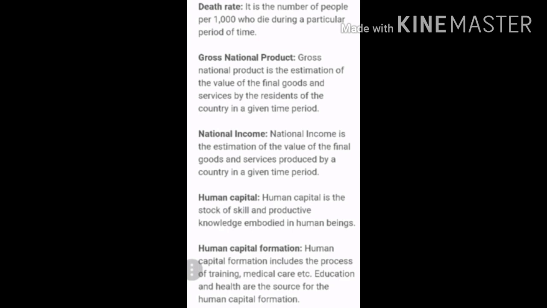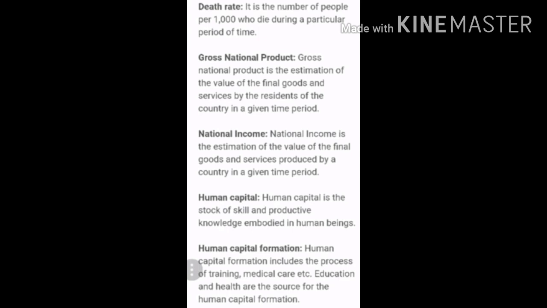Then human capital formation. Human capital formation includes the process of training, medical care, etc. Education and health are the sources of human capital formation. Once again, I repeat, education and health are the sources of human capital formation. It means if proper education is provided, through this education people can be literate, and then their health is most important.